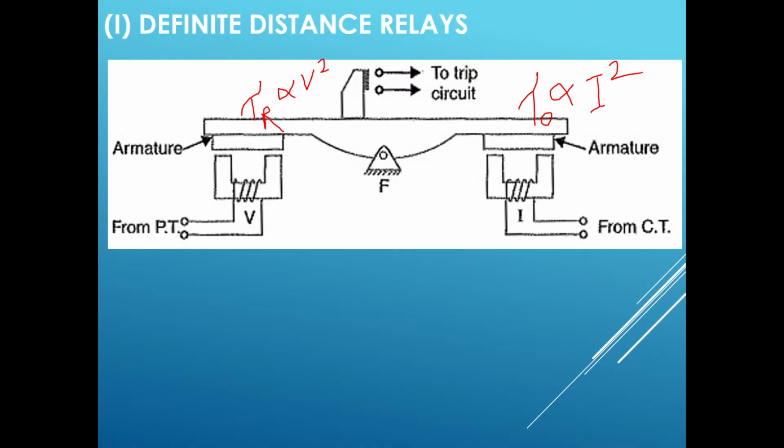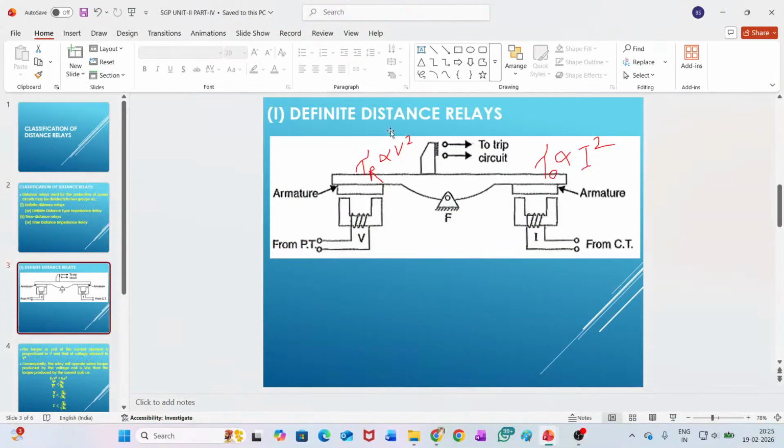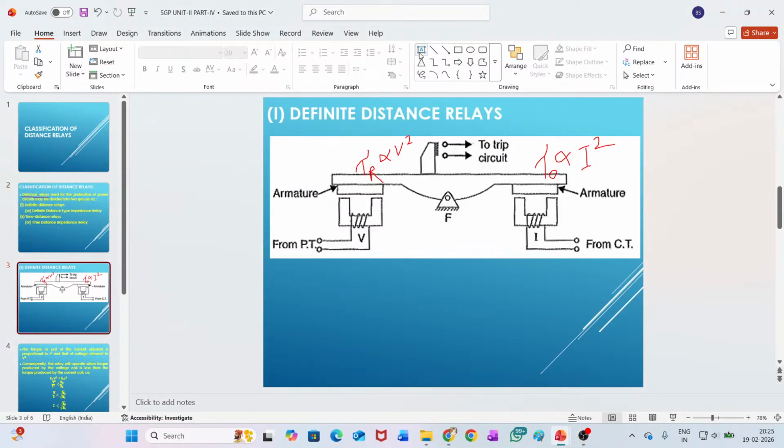Restraining torque is proportional to the square of the voltage, and operating torque is proportional to the square of the current. If you remove the proportionality, you can replace it with some proportionality constants. What I can say is it's better if I take some text and I write.